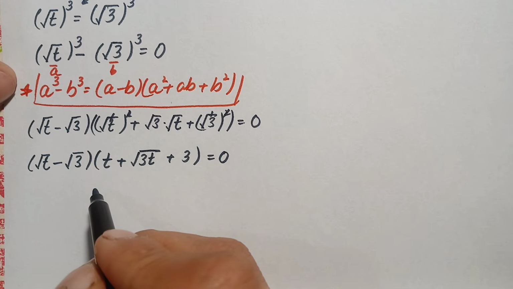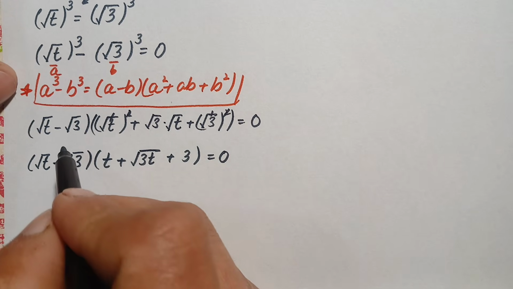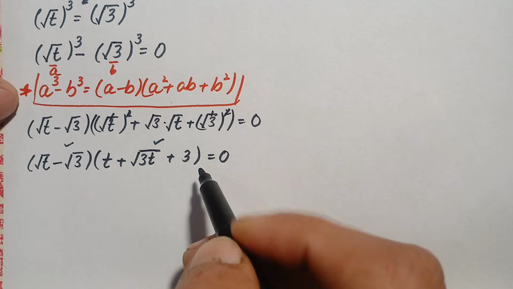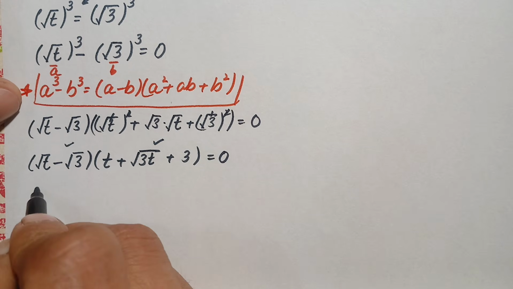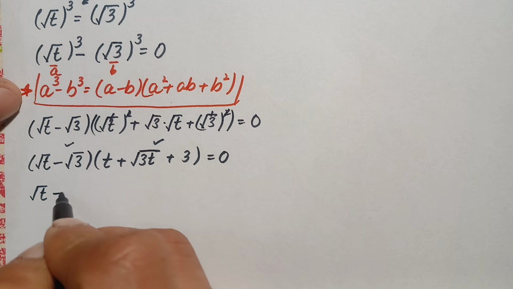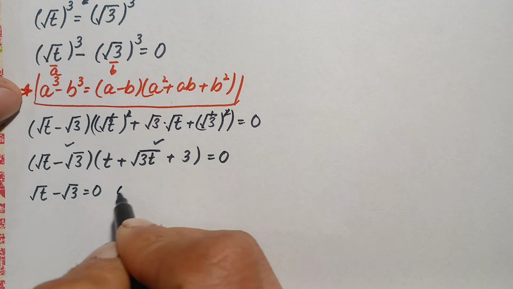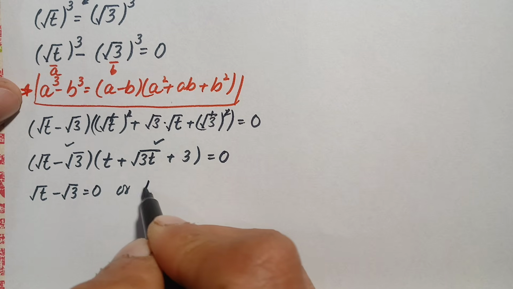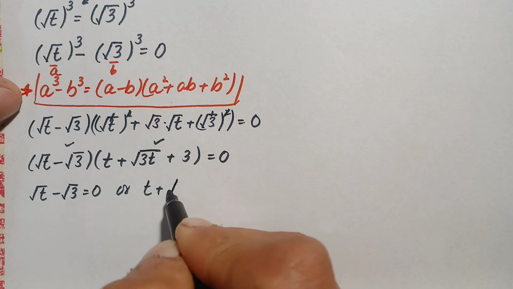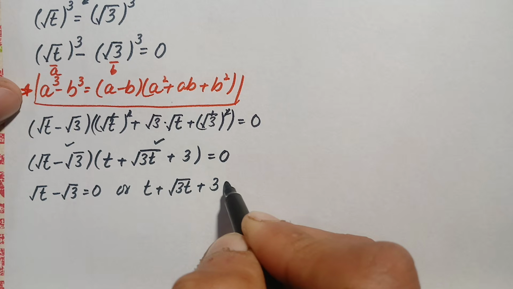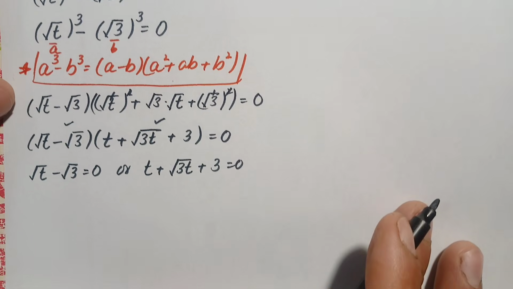Here the product of these two expressions is 0. So here either this expression will be 0 or this one will be 0. So from here we will get two equations. The first equation is square root of t minus square root of 3 is equal to 0, or the second equation is t plus square root of 3t plus 3 is equal to 0.